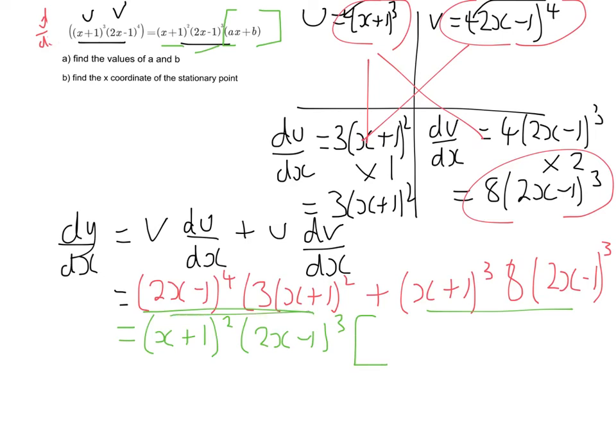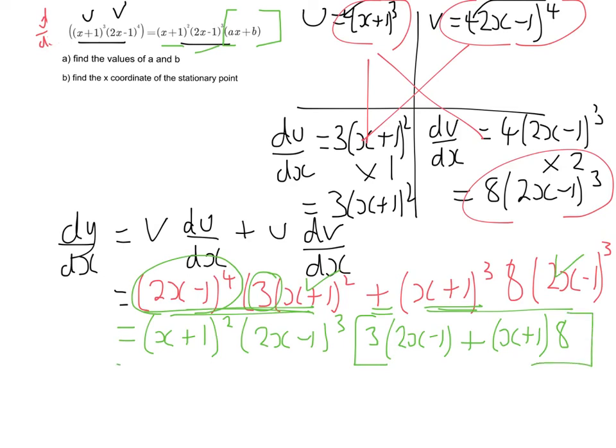Now in the first part, I've got (x + 1) squared, I've got that bit. I've still got a 3 left, and (2x - 1), well I've got 4 of them and I've got 3, so I'm going to need (2x - 1), plus, because there's a plus, so let's take the second part. (x + 1) squared, I've got (x + 1) cubed, so I'm going to need (x + 1). I'm also going to need an 8, and (2x - 1) cubed I've got. So that's what it looks like so far. Okay, (x + 1) squared, (2x - 1) cubed.